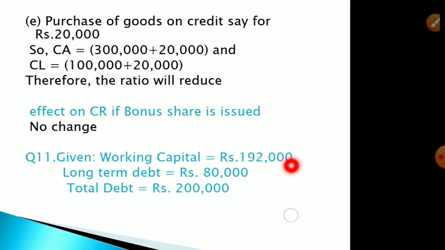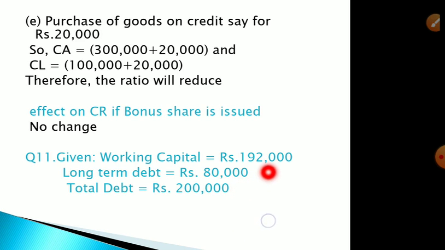Now, the next question is question number 11, in which the working capital has been given. Let me remind you the formula once more. Working capital equals current assets minus current liability. It is the excess of current assets over current liability. Long-term debt is given as 80,000. Total debt is 2 lakh. Now remember one thing: when total debt is mentioned, it indicates the total amount of outside liabilities, the total of the liabilities.